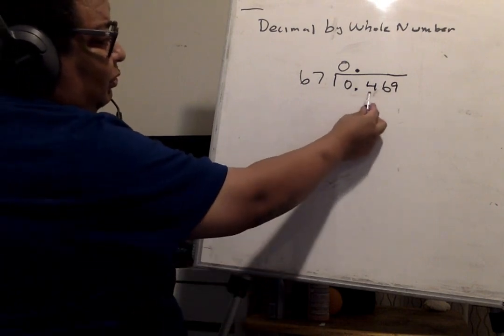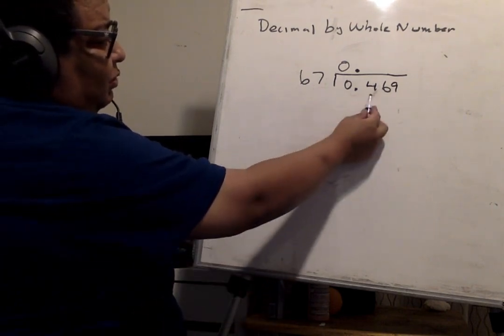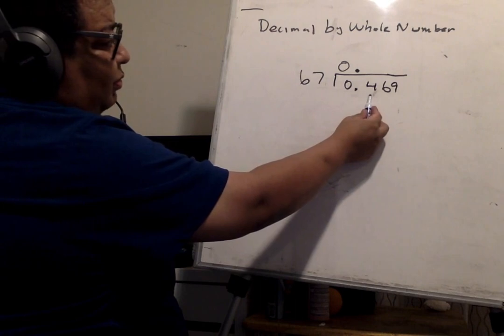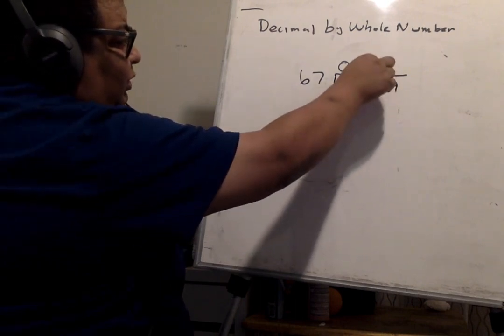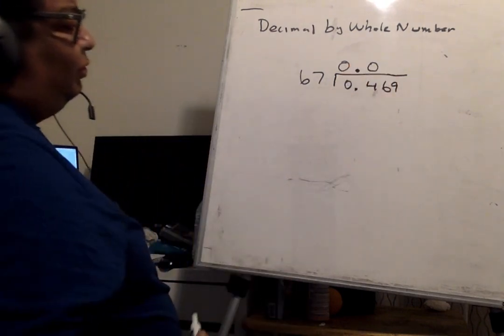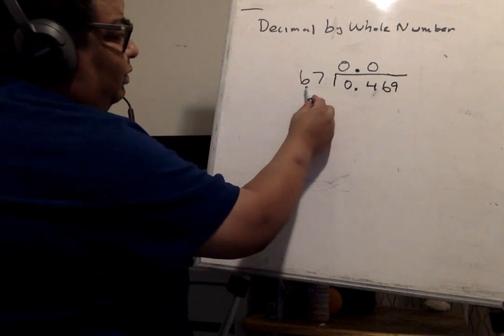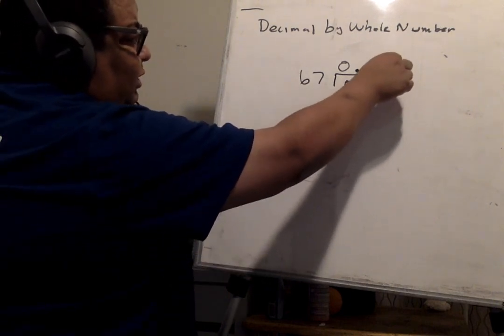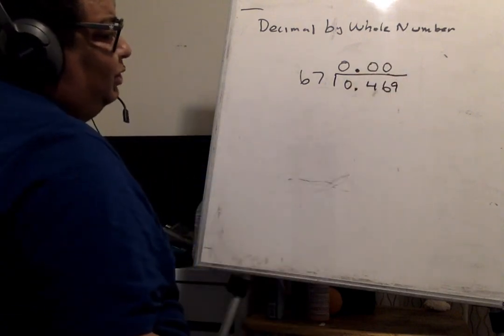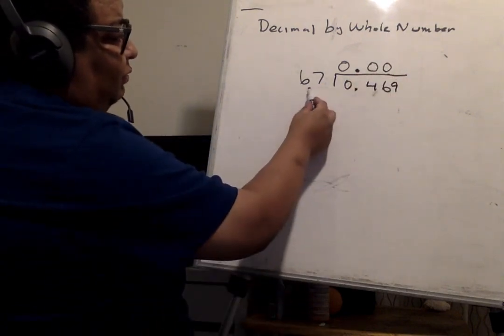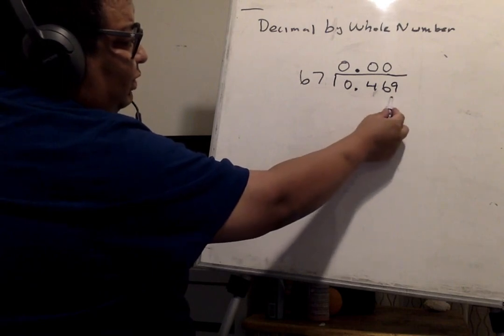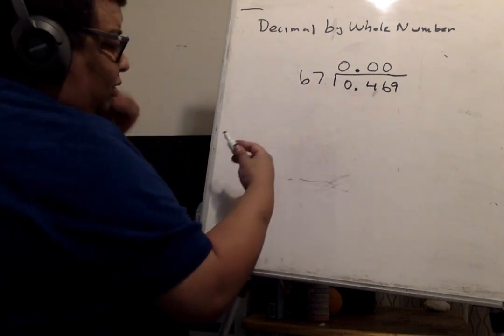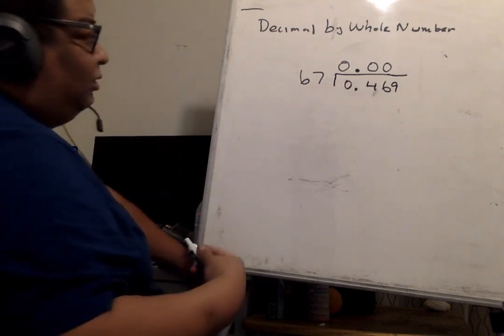Okay, now we go to 4. The 67 goes into 4? No. So we put a 0 on top of the 4. Okay, now the 67 goes into 46? No, so we put a 0 on top of the 6. Now, does 467 go into 469? Yes, it will go into 469 so many times.